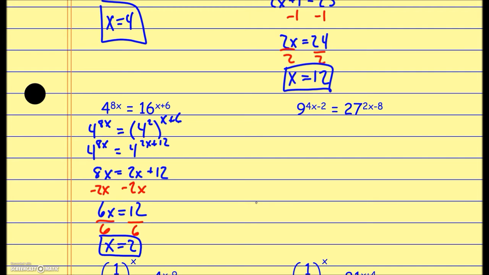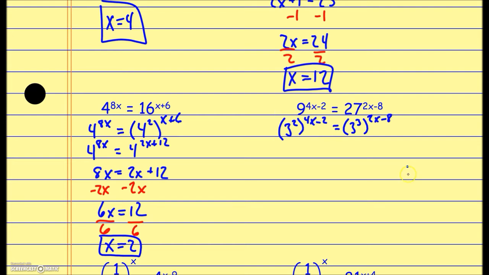When I look at the 9 and the 27, I start to think about what number I can rewrite each of these as. So I want something raised to a power that equals 9, and then that same thing raised to a power that equals 27. And the common base here, the number I come up with, is a 3. 9 is the same thing as 3 squared. So I have 3 squared raised to the 4x minus 2. Over here, 27 is the same as 3 to the 3rd. So I have 3 to the 3rd raised to the 2x minus 8.